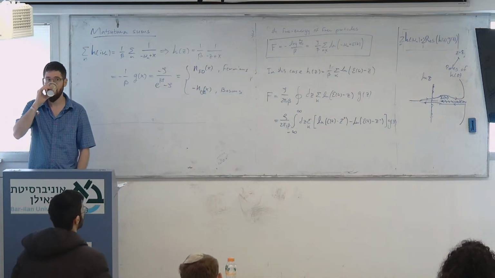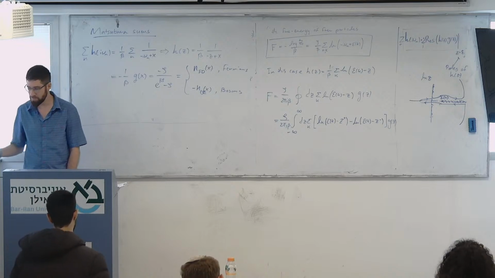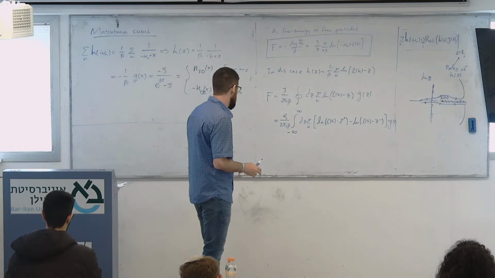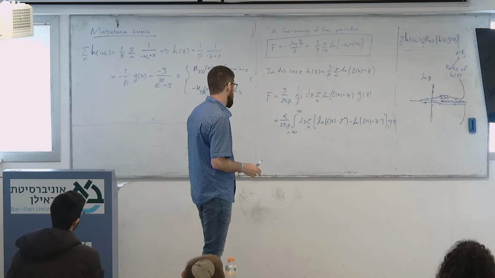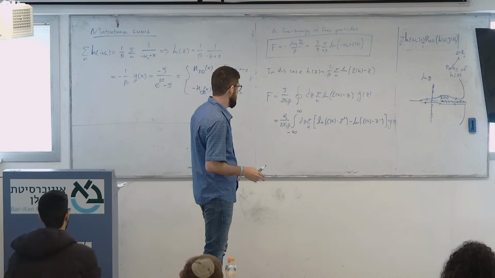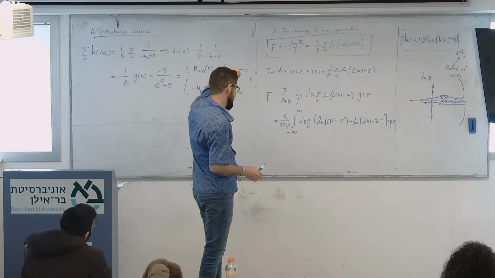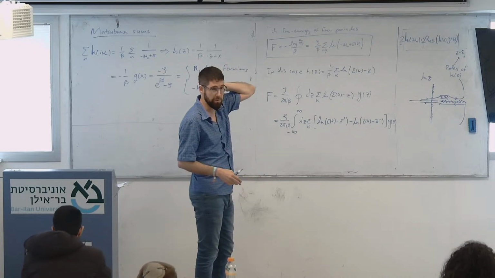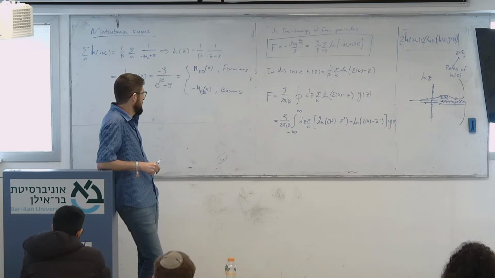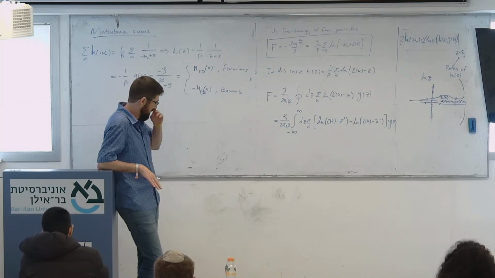Except, what if there is a pole at 0? That's true. Yeah, that's true. You're asking for bosons, basically. What happens with bosons? Yeah, I'll have to get back to you on that. Let's not worry about it now and worry about it later.